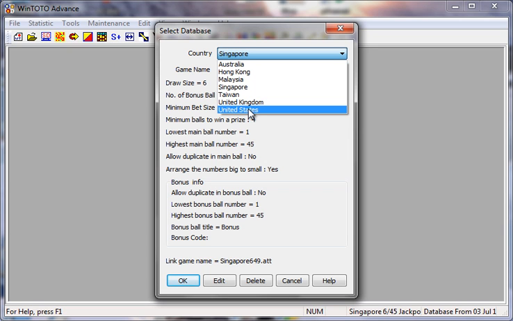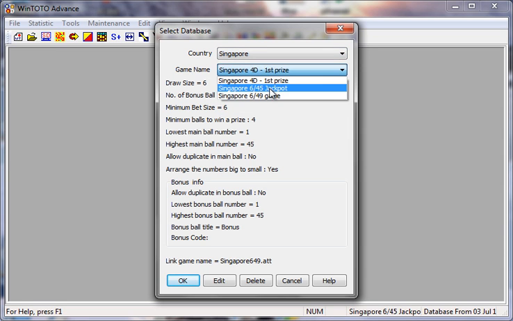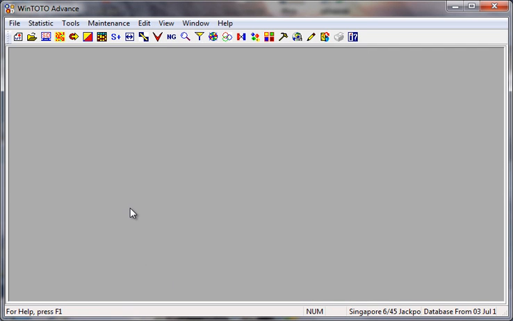你买了这个软件之后，你这里有澳大利亚、香港、马来西亚、新加坡、台湾、英国跟美国的资料全部都在里面。但今天我们只会讨论新加坡的号码，就是那个 645 numbers. So today we'll discuss only the Singapore number. Alright, 645 covers 649. Alright, so if you're ready, let me click OK and let's go.